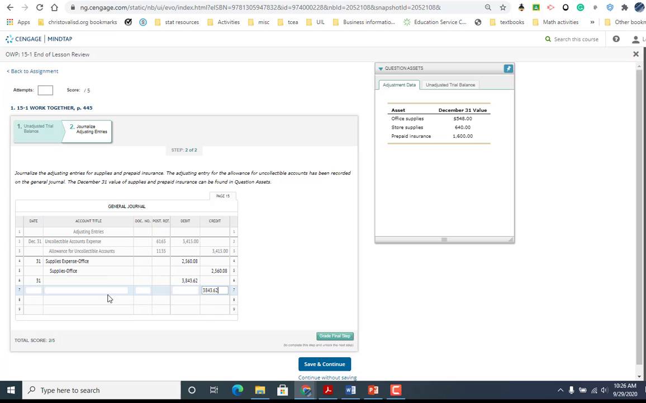So our asset account is supplies, store, and our debit account is supplies, expense, store.